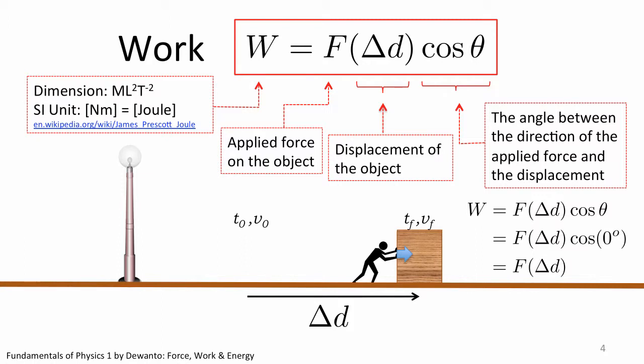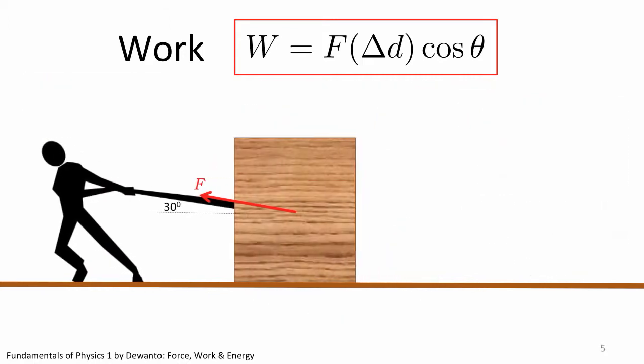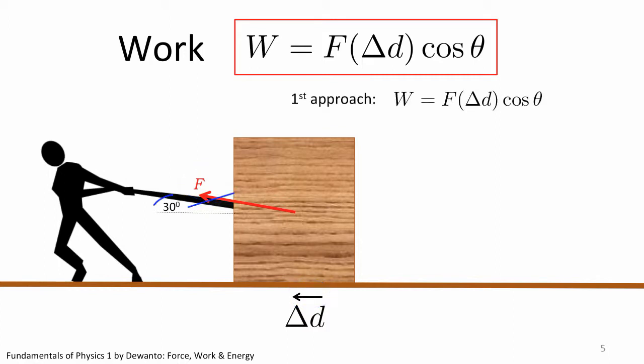Now that's pretty straightforward. But if the direction of the applied force is not the same as the direction of the displacement, such as in this example we encountered previously, notice that the displacement is no longer aligned with the applied force. The crate is displaced horizontally to the left, but the applied force is making an angle of 30 degrees with horizontal. If you are then asked to compute the work done by this force, there are two ways to approach the problem. First, we follow strictly the formula: F times delta d times cosine of the angle between the force and the displacement. This angle is 30 degrees, hence it becomes F times delta d times cosine 30 degrees, and you can compute the rest.